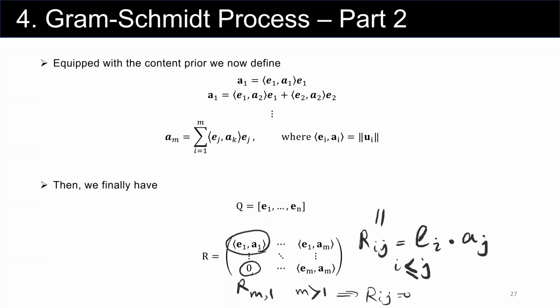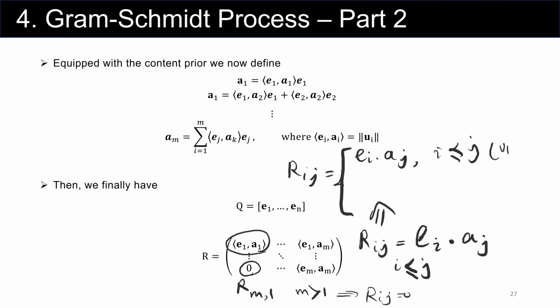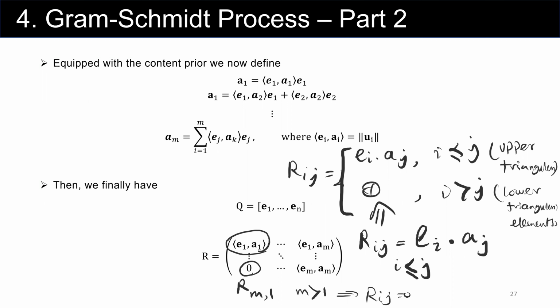Okay, let me write it in a better way. r_ij is equal to the inner product of e_i and a_j if i is less than or equal to j, the upper triangular elements, right? And if i is greater than j, it's going to be 0, the lower triangular elements. All right, so this is how the Gram-Schmidt process works.